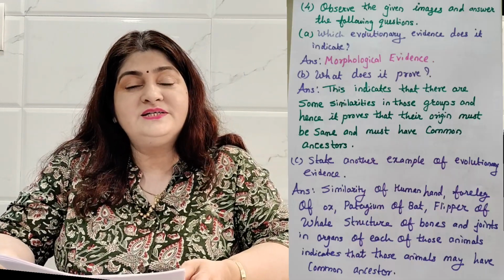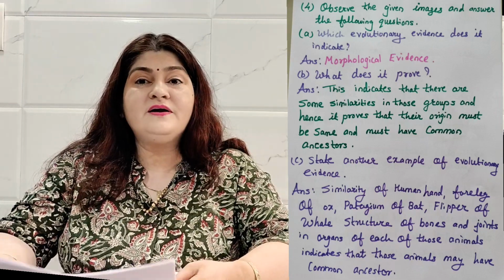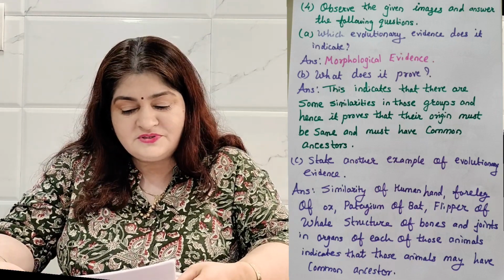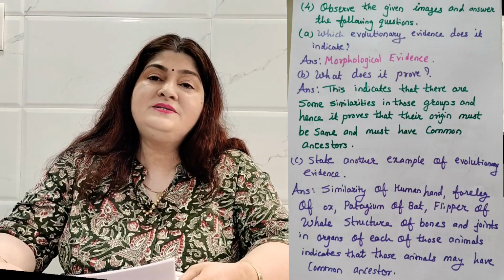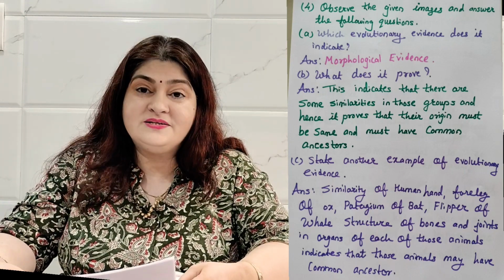So now you have to observe the figure which I am showing on overlay, and you have to answer the following question. Which evolutionary evidence does it indicate? It is a morphological evidence. What does it prove? This indicates that there is some similarity in those groups, and hence it proves that their origin must be the same and they must have common ancestors. So in organisms, as we can see, dog shape, ox, structure of eyes, ear pinna, nostril structure, then the position of mouth, all these things show quite a similarity, and this similarity proves that they have a common ancestor.